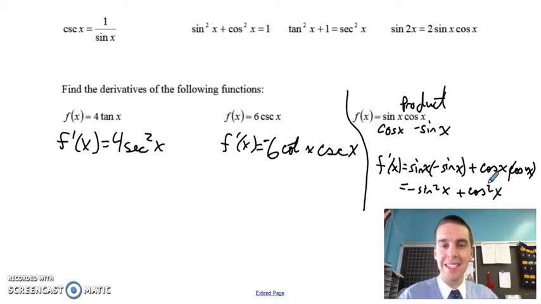Now know that that is not an identity. Negative sine squared x plus cosine squared x is not an identity. That's your answer. So this is how we write them. This is derivatives. This is the boring kind of just do it derivative way.